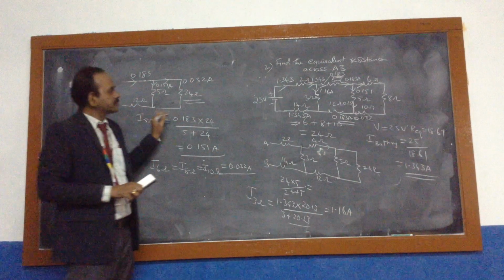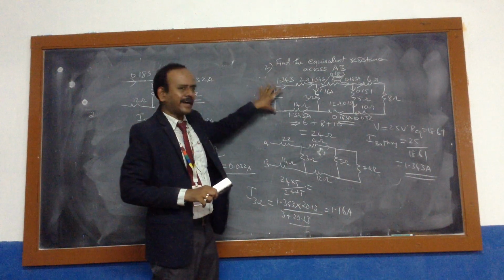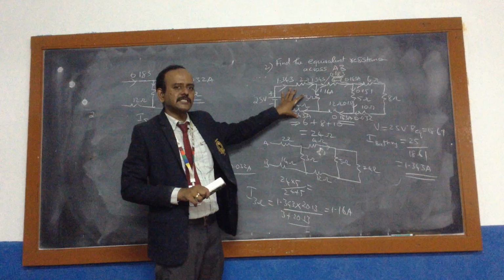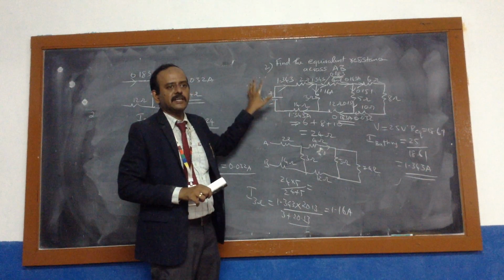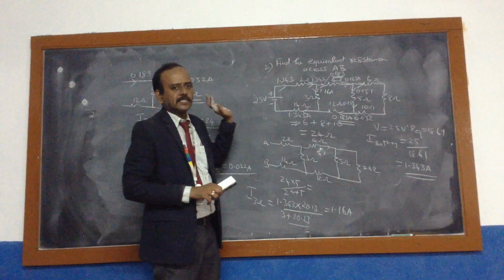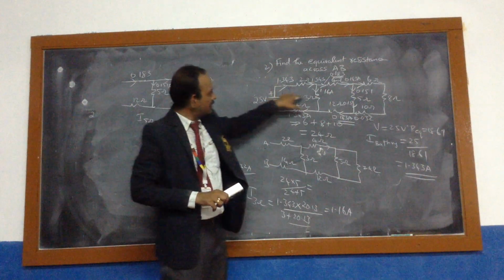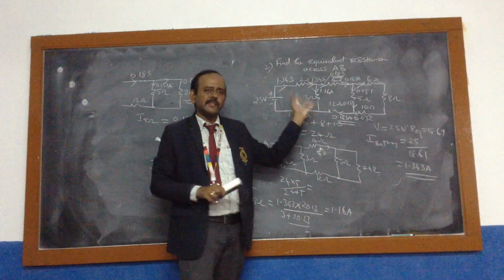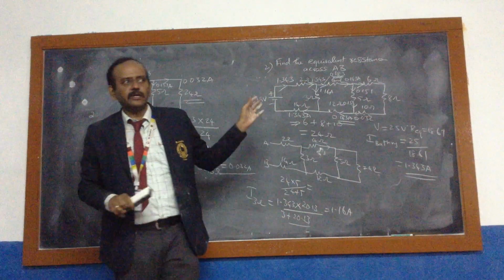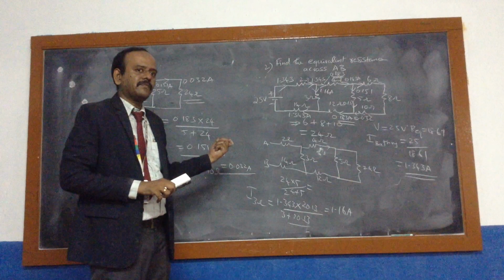And also, suppose they only ask the current supplied by the battery, then just find the total resistance, then find the current. What is the current? I equals, by Ohm's law, V by R. R is the total resistance, and V is the supply voltage. This circuit can be solved by some other methods also. Here I am using the equivalent resistance, and from that we are finding the current.